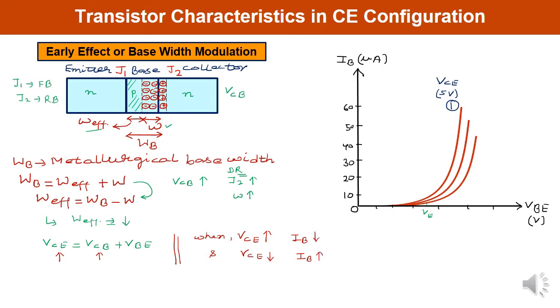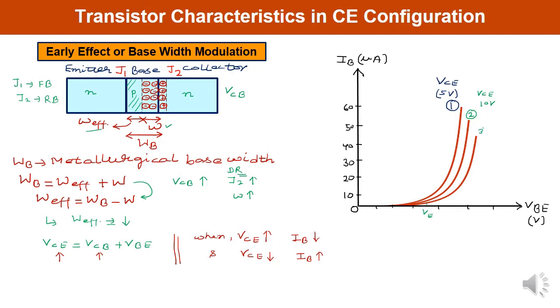Now look, just have a look at the input characteristic. The first curve you have drawn is for VCE equal to 5 volt. We have shown it with the number 1. Now let us see curve number 2. If you have increased VCE up to 10 volt, see, when VCE is increased, IB will decrease. So in curve number 2, you can see IB is decreased. That you have understood from the early effect.